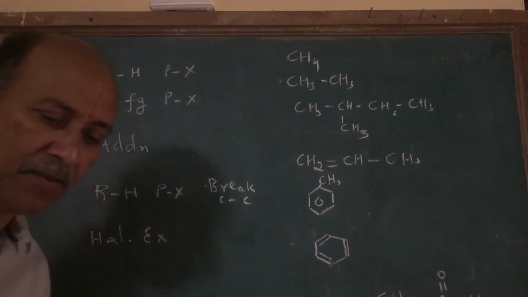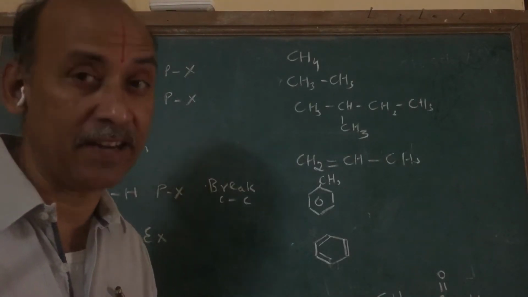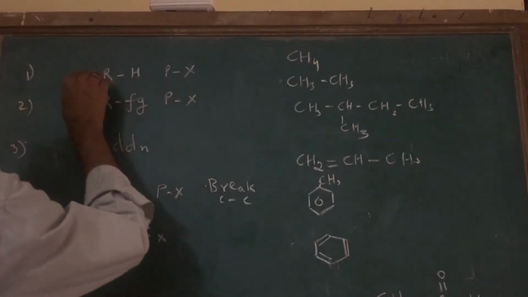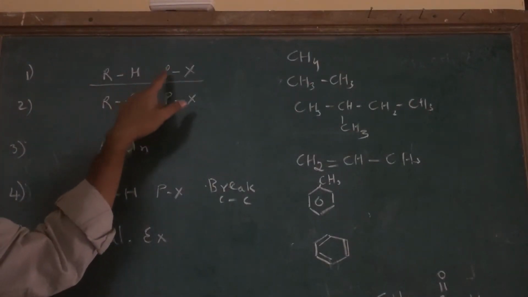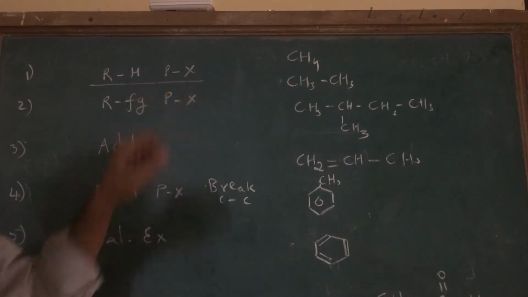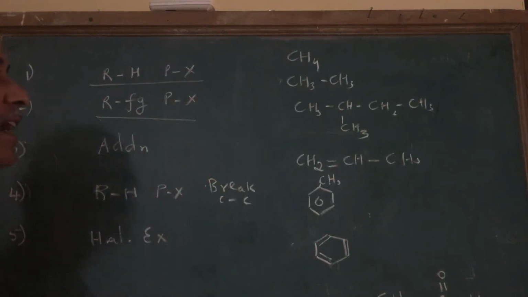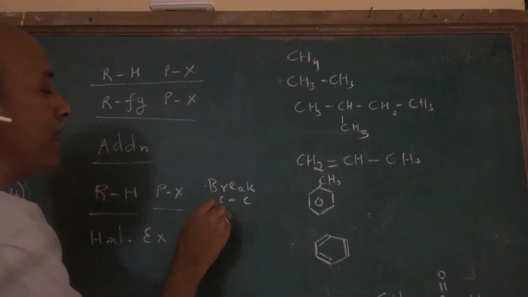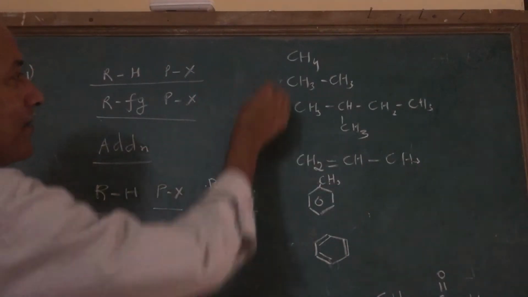So, I welcome all of you to our tricks to track preparation of alkyl aryl halides. I classify these reactions in my style as RHPX reactions: replacement of hydrogen and placing a halogen (fluorine, chlorine, bromine, iodine) reactions; replacement of functional group and placing a halogen atom reactions. Of course, there are addition reactions, replacement of hydrogen, placing halogen and breaking the C-C bond reactions, and halogen exchange reactions. Let us see one by one.